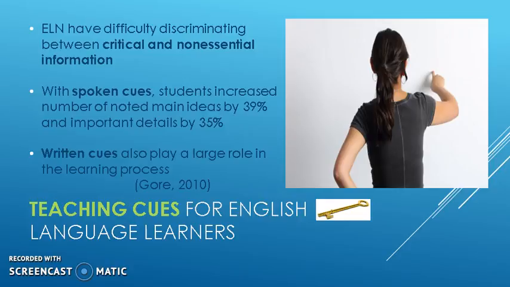With spoken cues specifically, students increased the number of noted main ideas by 39% and important details by 35%. So just the spoken cues alone go a long way in reiterating some of the main facts and points for the students who have the difficulty discriminating between critical and non-essential information. Written cues also play a large role in the learning process. However, the statistics regarding written cues aren't as clear and as well researched as the spoken cues are.